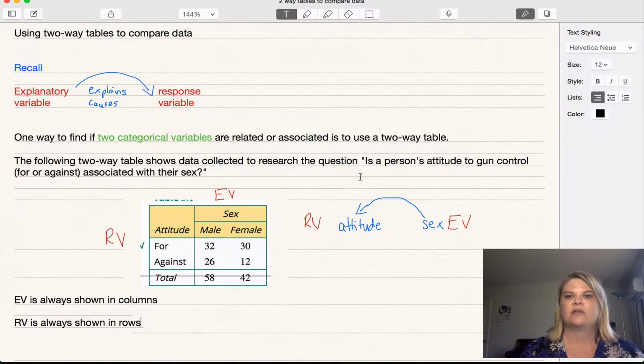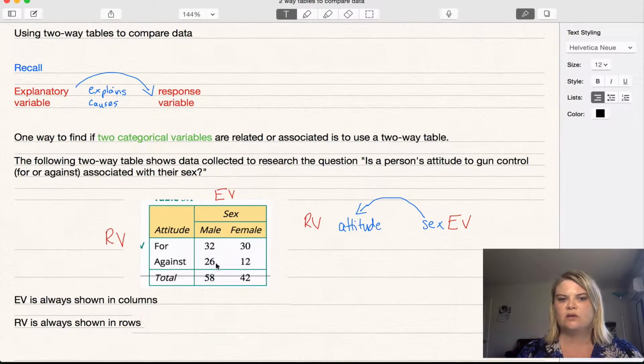Now going back to our original question, is a person's attitude to gun control associated with their sex? So are the two related? We've got 32 males are for and 26 are against. 30 females are for and 12 are against. So it looks like about the same number of males and females are for, different numbers of males and females are against.